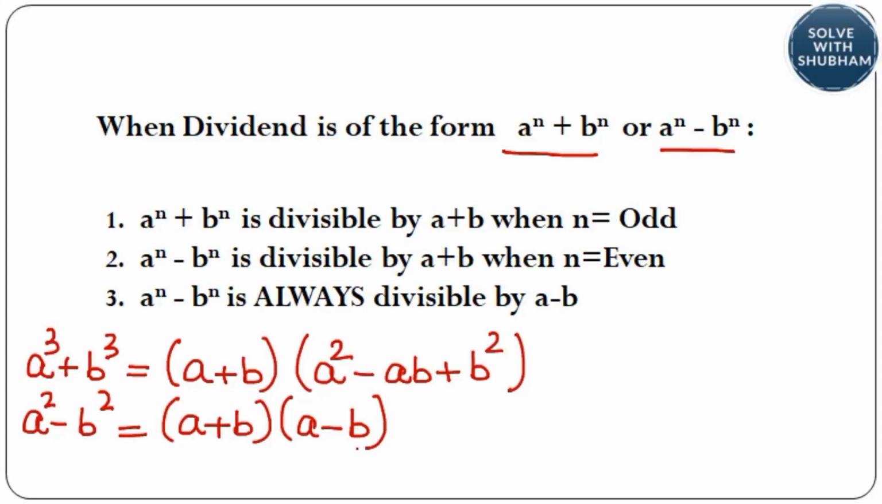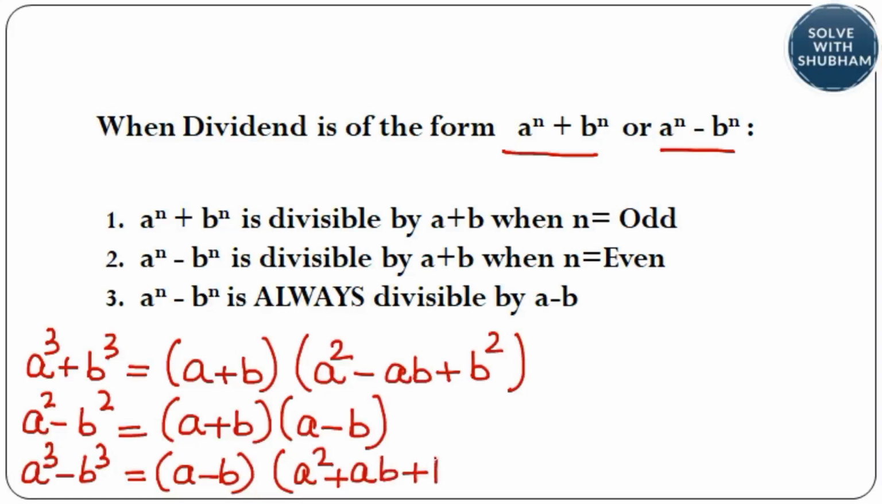A power n minus b power n is always divisible by a minus b, irrespective of n being even or odd. So we have seen for even, we can take odd, a cube minus b cube. The formula goes like a minus b into a square plus ab plus b square. So we see it is divisible by a minus b. We will make use of these three concepts while solving various remainders questions.